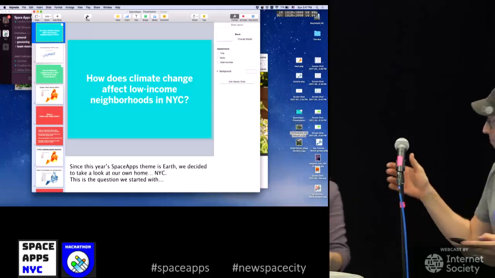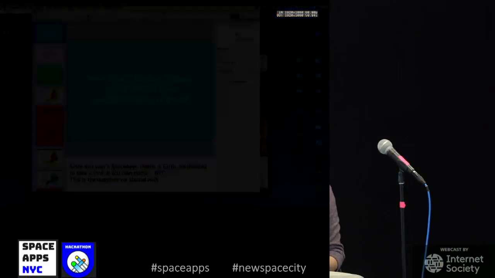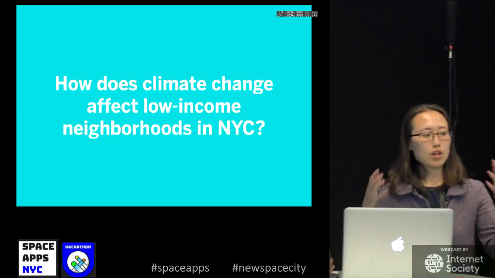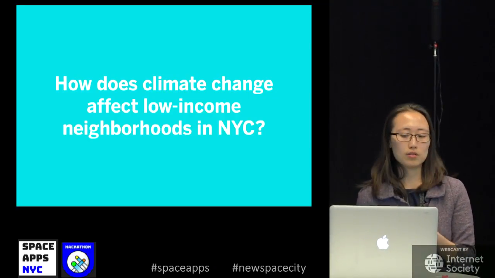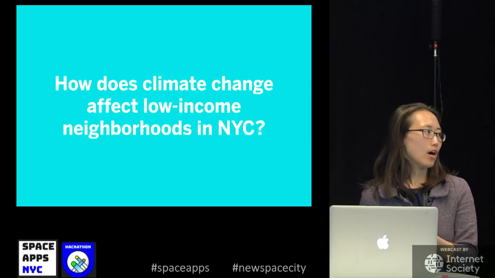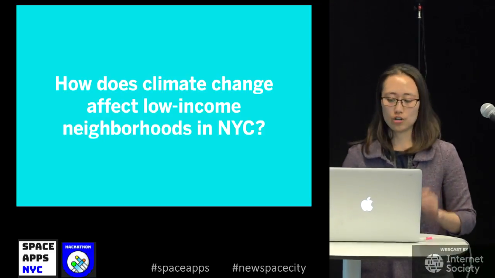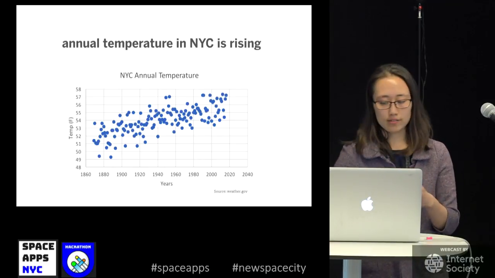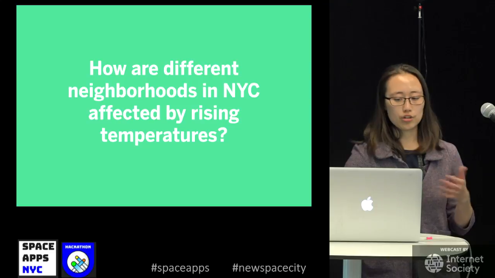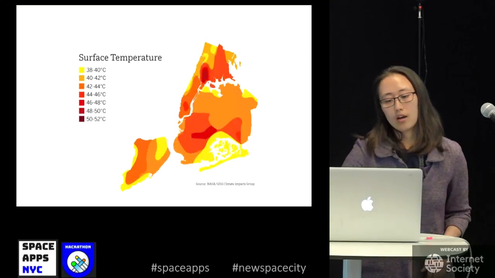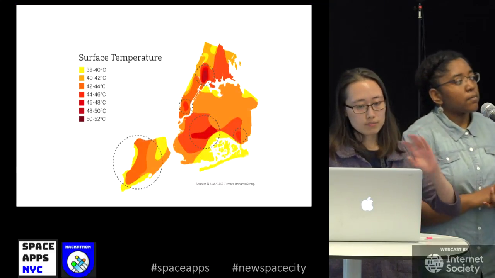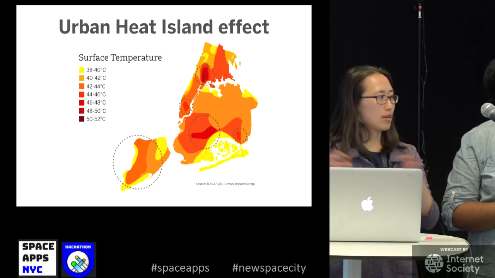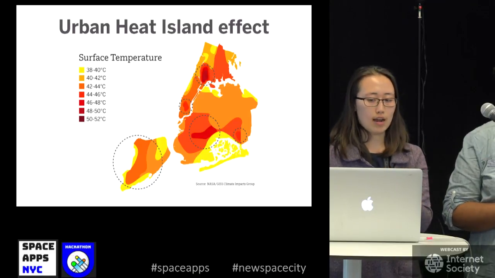Great, thank you. All right, so since this year's theme is Earth, we decided to look into our own home, which is New York City. And this is the question we had in mind: how does climate change affect low-income neighborhoods in New York City? Through the data, we can see that annual temperature in New York City is rising, but how are different neighborhoods affected by the rising temperatures? When we look at the data from Landsat, we can see there are these pockets of heat in these neighborhoods, and these are called the urban heat island effect.